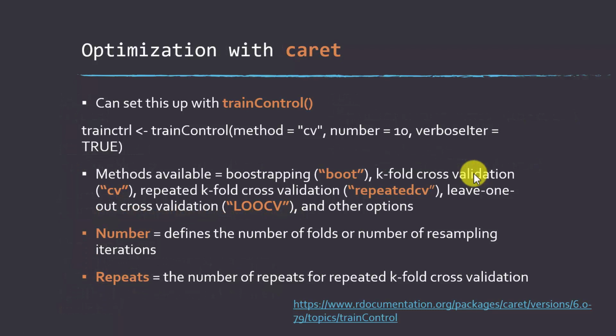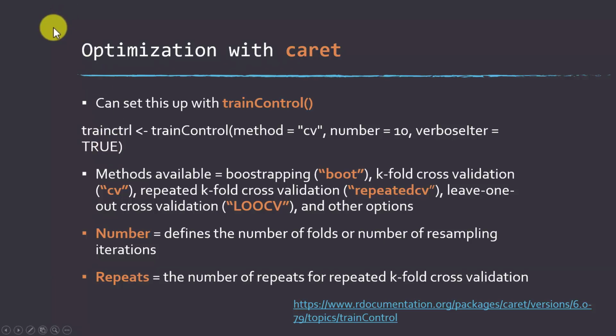Okay, so how do you actually do this in caret? Generally this is done by setting up training controls using the trainControl function. Here's an example. I'm creating an object called trainControl, and then I'm calling the function trainControl. I'm saying the method is CV, so that's cross-validation. The number is 10, so I'm doing 10-fold cross-validation. And verbose equal to TRUE means that it's going to print results as it goes, so you can see how it progresses.